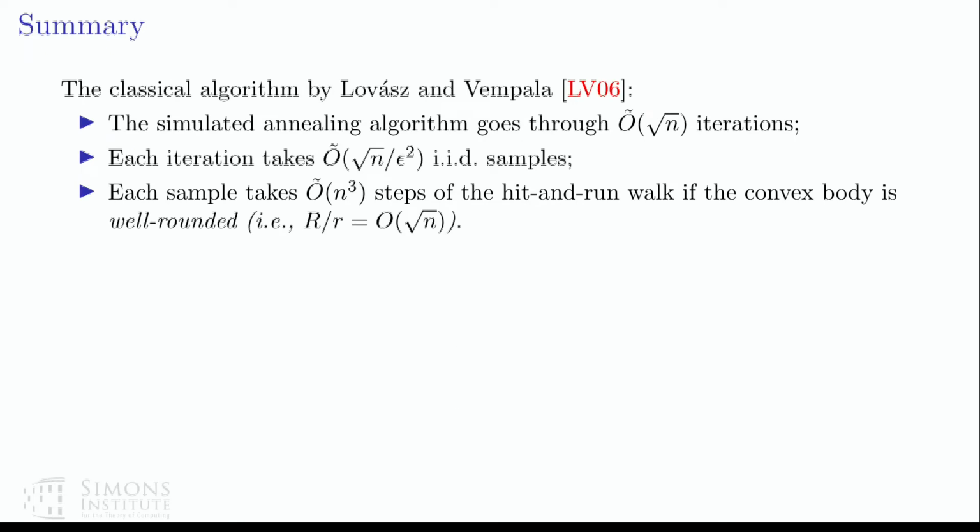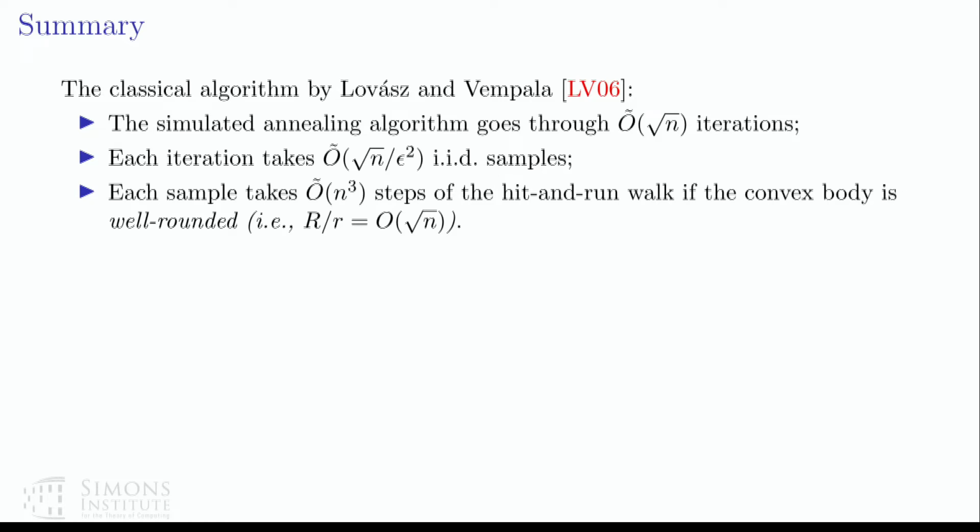In particular, the Lovász and Vempala paper follows this simulated annealing strategy, where the algorithm in total has square root of n iterations, and inside each iteration, they take square root of n over epsilon squared IID samples, such that you get a good precision of the estimation of the telescoping ratio. And each sample comes out of the hit and run walk. It actually takes about a cubic number of steps of the hit and run walk, given the promise that your convex body is well-rounded.